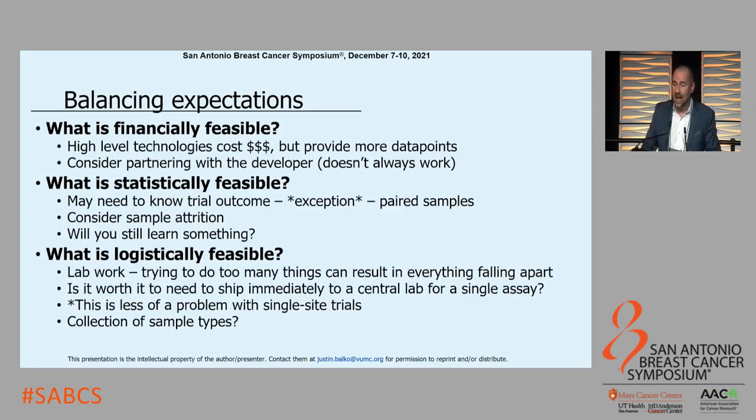This is something that I've learned many times in the course of being a translational scientist: in the lab work, too many things can result in everything falling apart. I can't tell you how many times one of my postdocs or graduate students has thought about this big, exorbitant mouse study that they want to do, and all these different ways we're going to do flow cytometry, we're going to do this, and that.